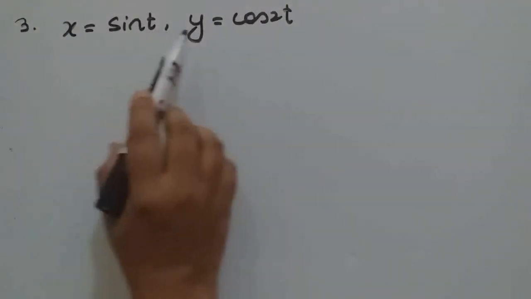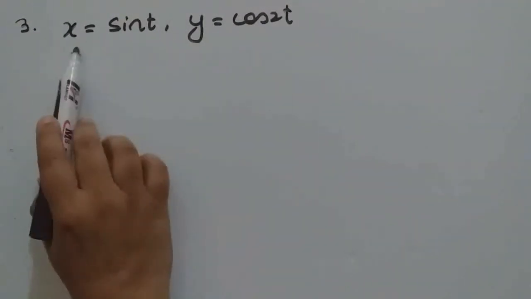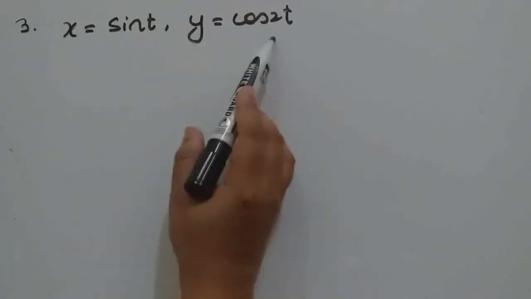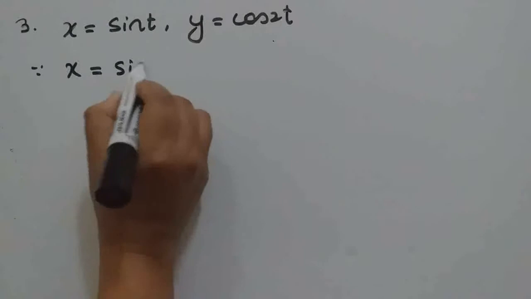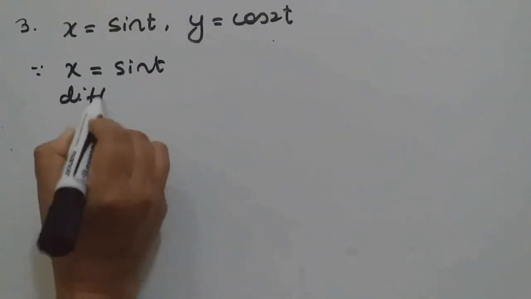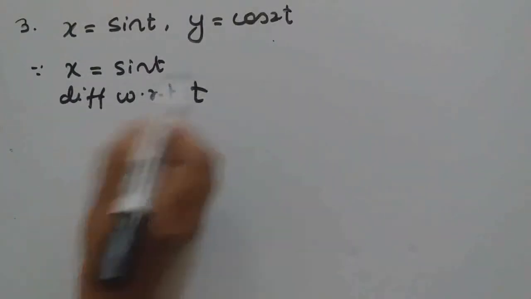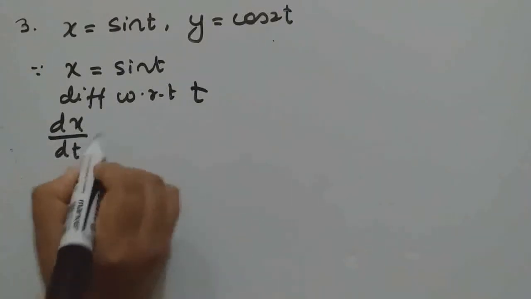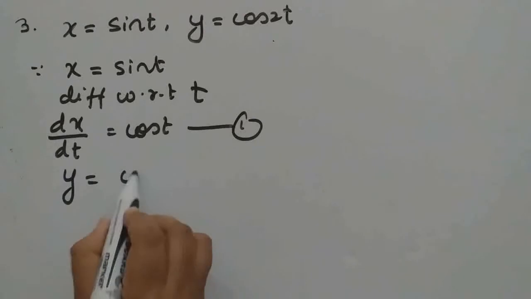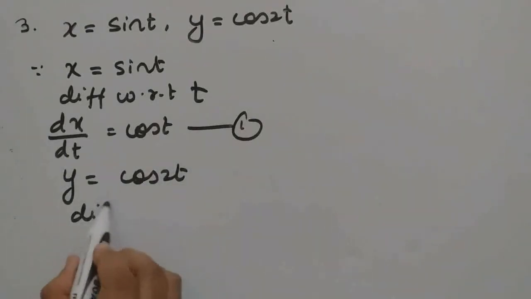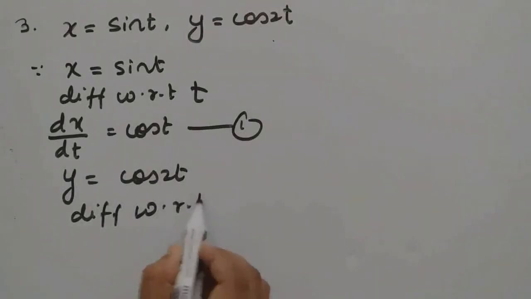X equal to sine t, y equal to cos 2t, means x is a function of t, y is a function of t. So we can find dx by dt and dy by dt. So differentiate with respect to t. So dx by dt will be cos t, equation 1. Now y is cos 2t. So differentiate with respect to t.